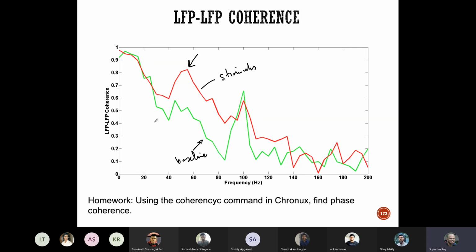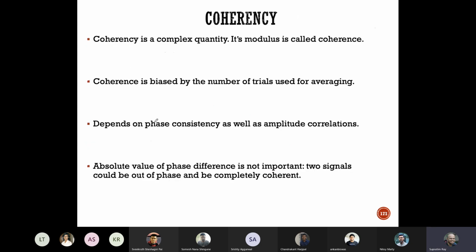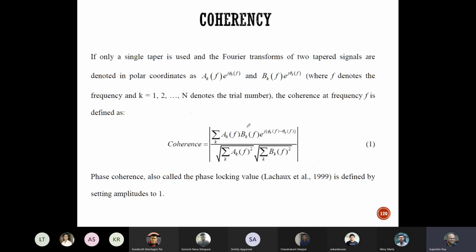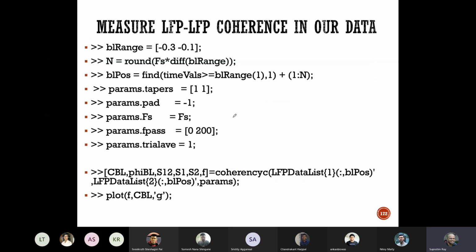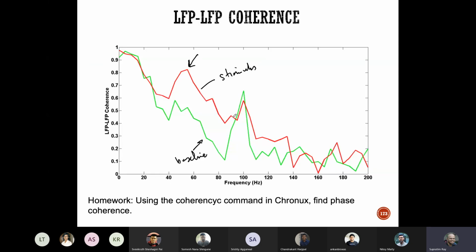Okay, so this analysis that I showed you is done for each frequency. For each frequency, you get a vector. So the coherency measure is also computed as a function of frequency, and now you can see which frequencies are more phase consistent than others. Okay, and remember, LFP coherence is a measure across two LFPs. You can't compute the coherence of one signal. You need two signals.